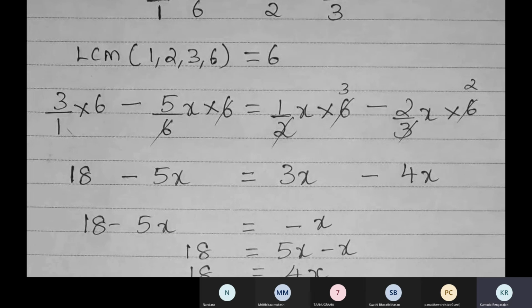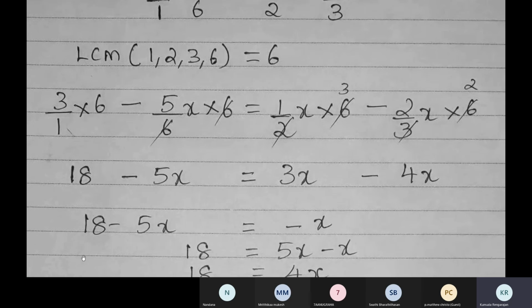Now we gather the like terms. We gather the literals, the letters, on one side and the numbers on the other side. You can transfer anything, children. So now we're trying to collect all the x terms on one side and the numbers on the other side. Which side to collect the x terms? Any side you can collect. LHS, RHS, any side. Whichever side you want.